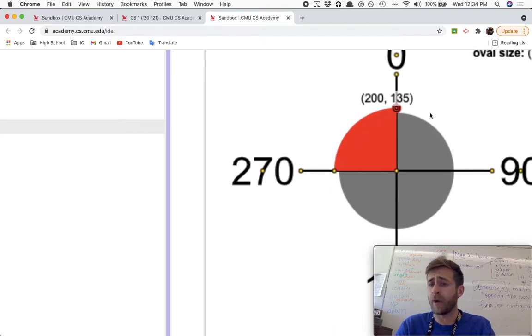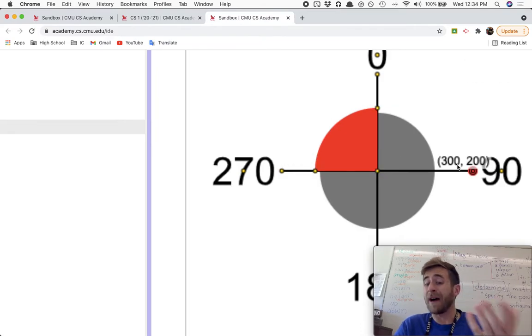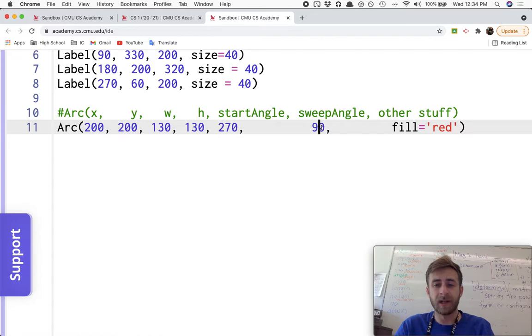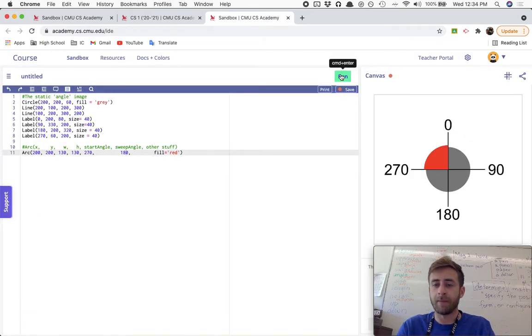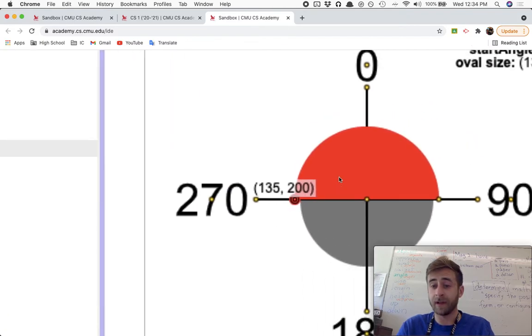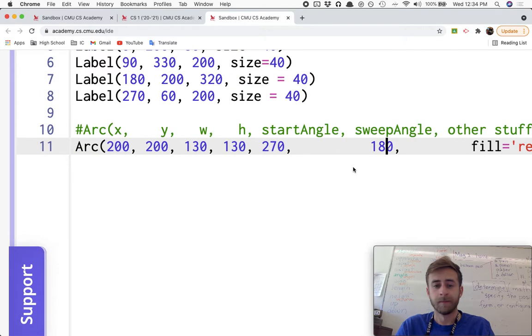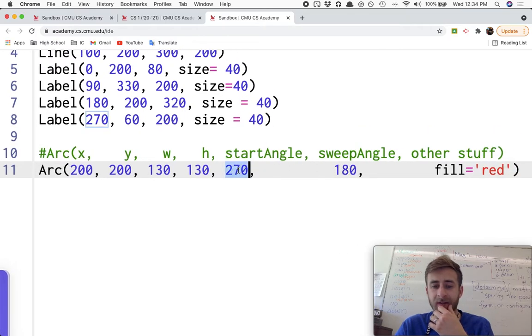Now, if I wanted to go all the way to 90, from 270 to get halfway around the circle, that would be 180 degrees. So I would do 180 degrees here to make my rainbow type thing. I started start angle at 270, sweep angle was 180, so I go half of the circle at 180 degrees. So hopefully you're starting to get an idea of exactly how this works. Start angle of 270, sweep angle of 180.